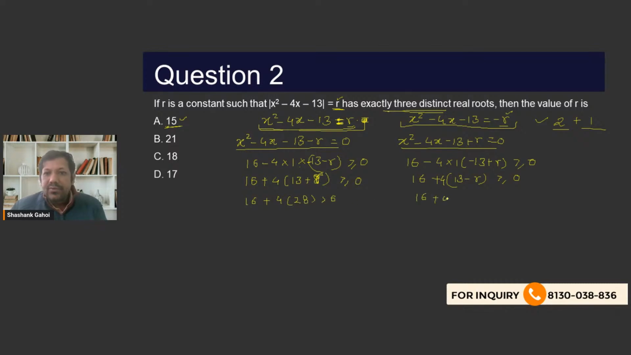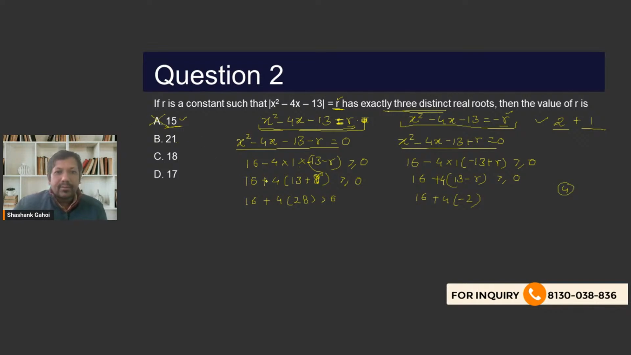16 plus 4 into 13 minus 15 is minus 2. This is minus 8. So again 16 minus 8 is 8. So again two roots. It means total number of roots are going to be 4. So 15 cannot be the value.